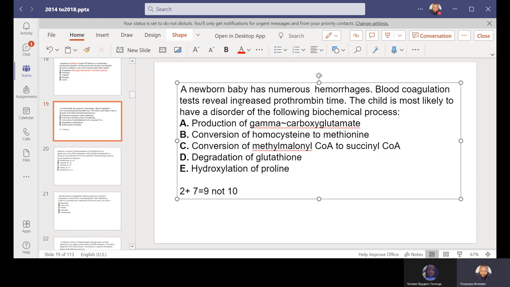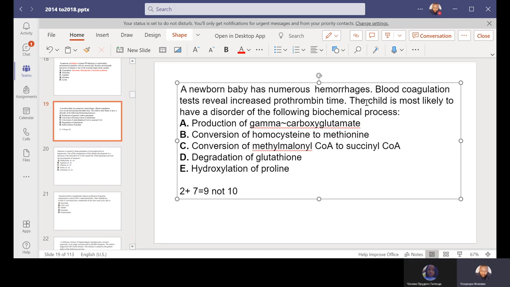So you are being told that there is increased thrombin time. So these are the disorders of coagulation. In newborns, the first thing you need to know is that they have low vitamin K. Vitamin K is needed for clotting factors, for production of gamma-carboxyglutamic acid. So the whole process is called gamma carboxylation of glutamic acid.